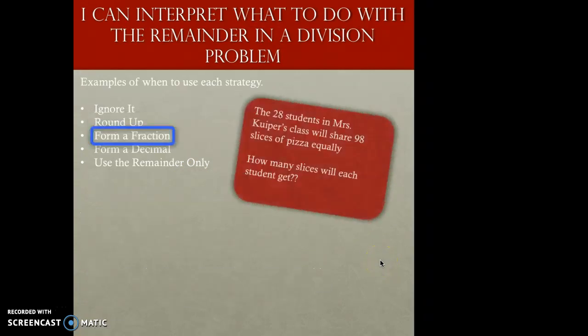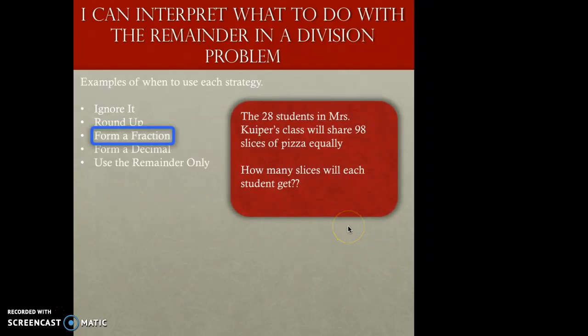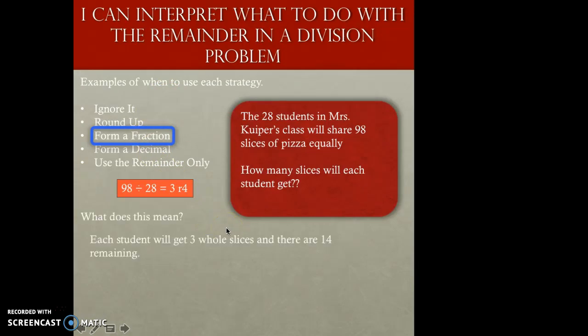Okay, here's an example of when we form a fraction. The 28 students in Mrs. Kuiper's class will share 98 slices of pizza equally. How many slices will each student get? All right, so if we've got 98 slices of pizza divided by 28 students, that means every student's going to get 3 pieces, and we're going to have 4 left over. Okay, so what does this mean?